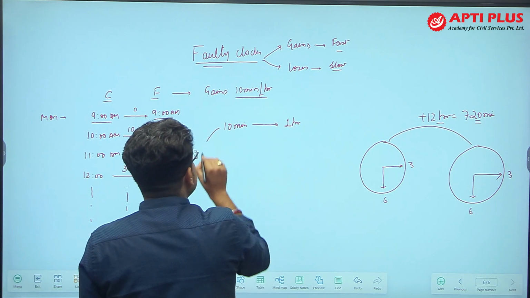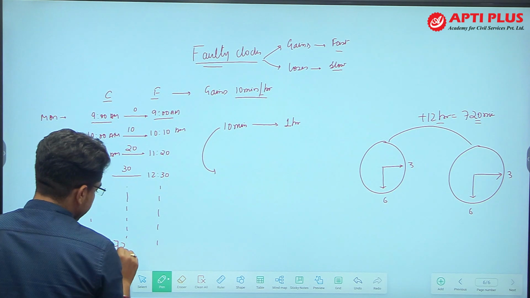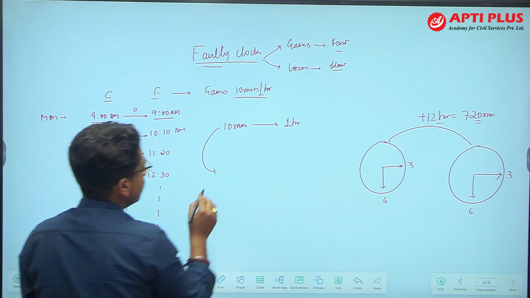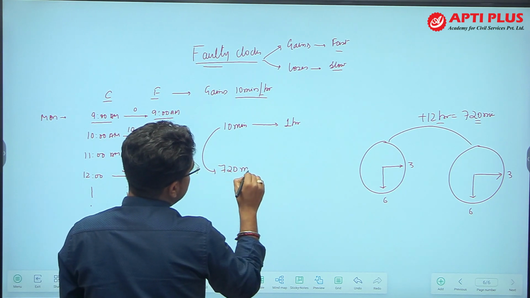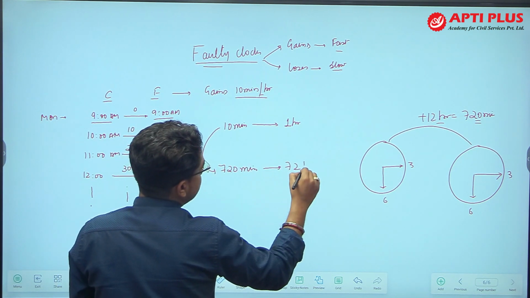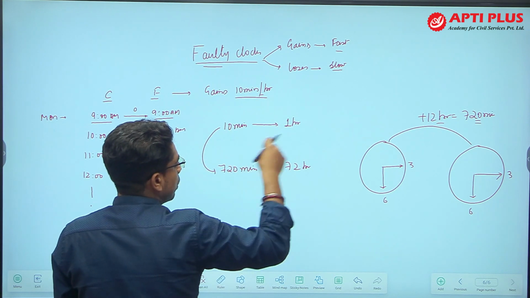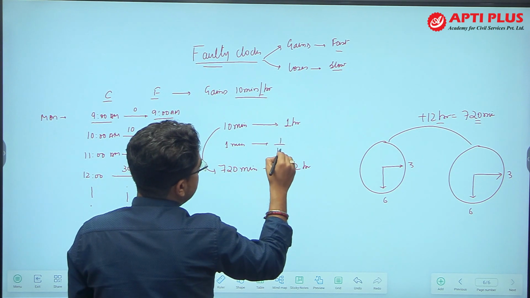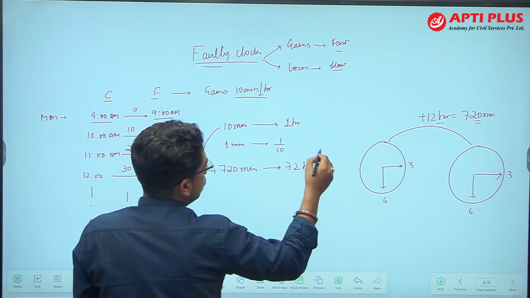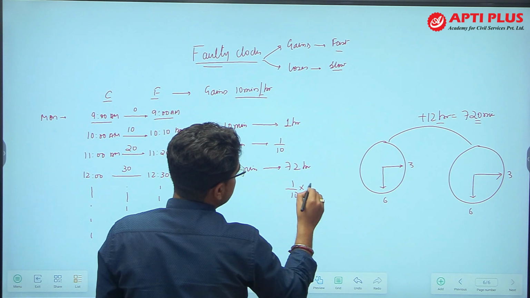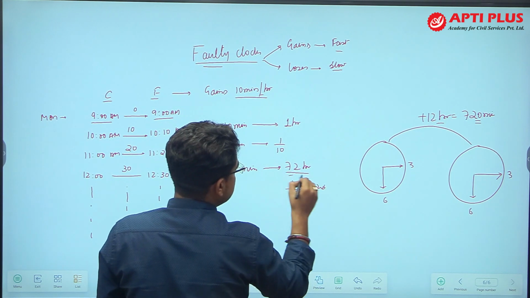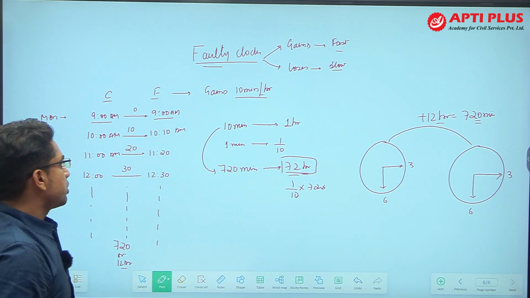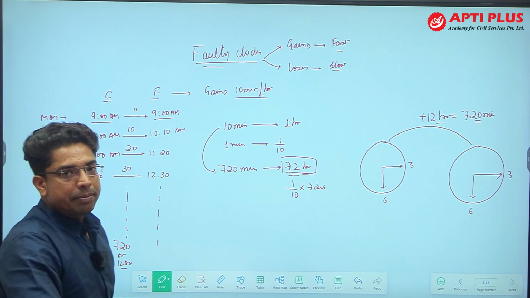Okay. How long will it take to gain a total of 720 minutes, or 12 hours? So, I want it to gain 12 hours or 720 minutes. So, 720 minutes will be gained in 72 hours. Unitary method: how much time will it take to gain 1 minute? It is 1 upon 10. So, 720 minutes, 1 upon 10 into 720, which cancels to give 72. So, exactly after 72 hours, both the times are going to be the same again.